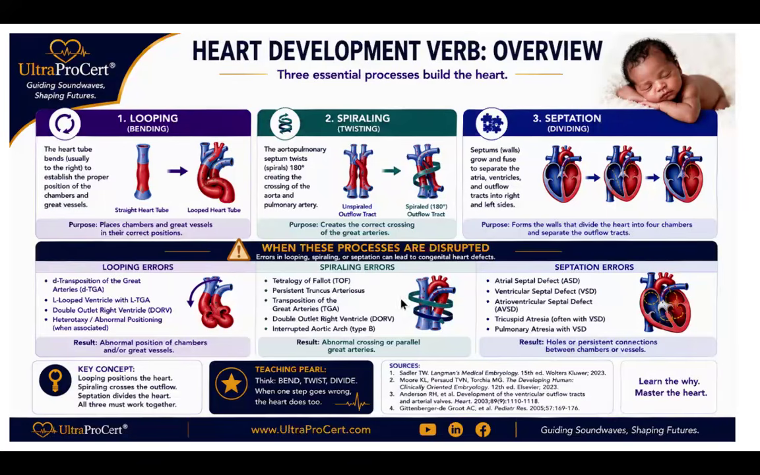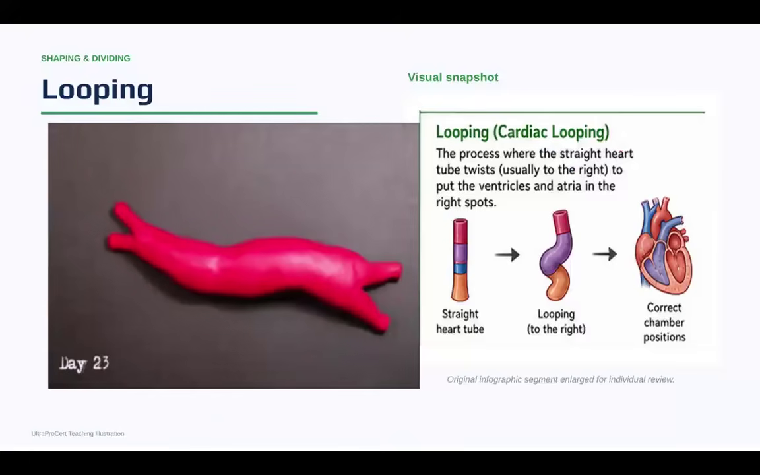In spiraling, you may see here the same disorders that could occur in each one. With the spiraling errors, that's the result of tetralogy, persistent truncus, transposition again, double outlet, and here interrupted aortic arch. So that's due to a spiraling issue that occurred. And then for our septation, which really makes sense in its name, if there's a septation error, then we'll have some type of septal defect, whether it's ASD, VSD, AV septal defect, tricuspid atresia, and pulmonary atresia. Okay, so let's take a look. Let's go a little deeper.